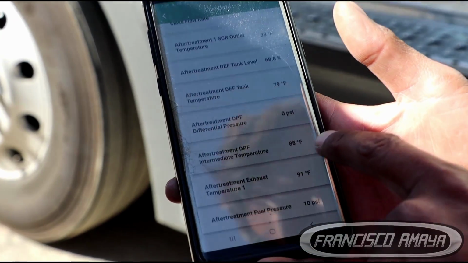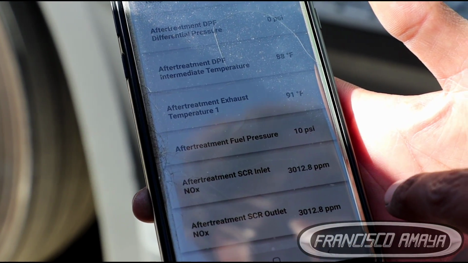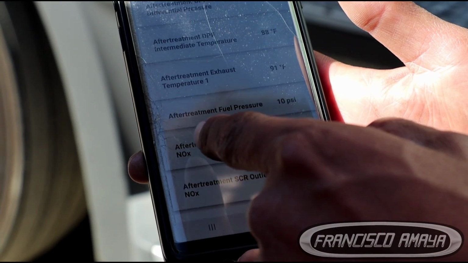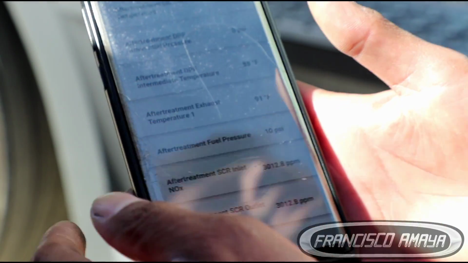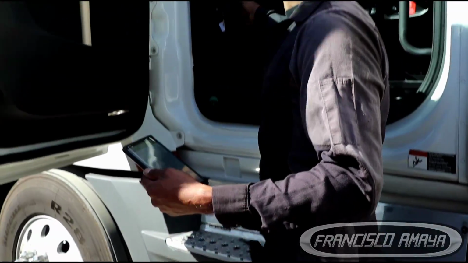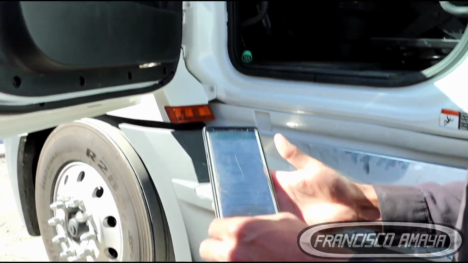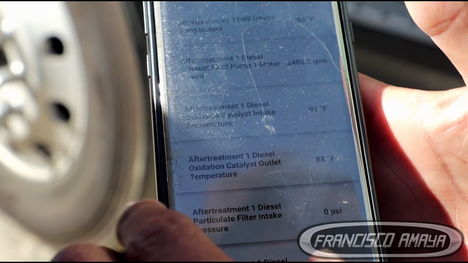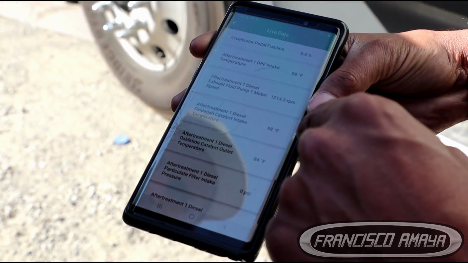So what do you look at for live data? It depends on what I am searching for. Okay. Like for example, we can say after pressure, fuel pressure, we have 10 psi. So if we have a problem, let's say if I start the engine, what I'm looking to see is how the readings are going to be changing.